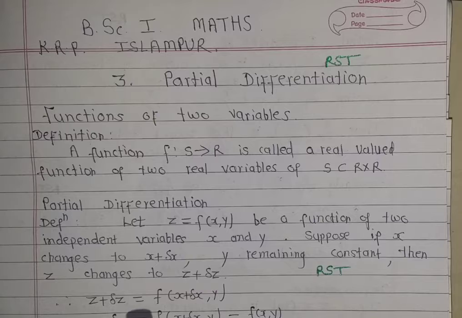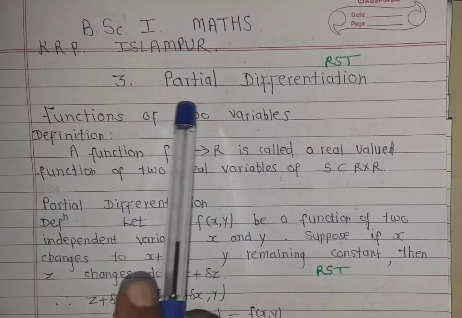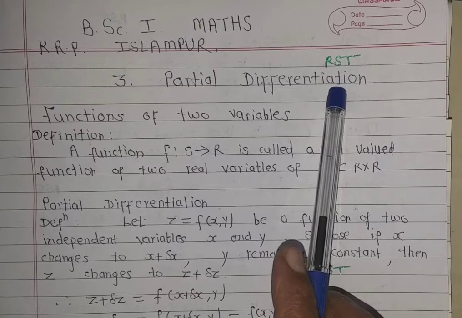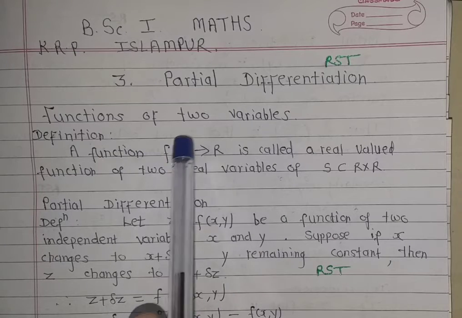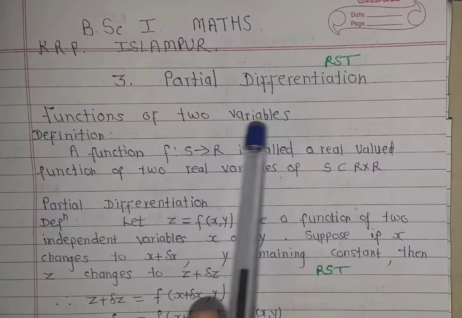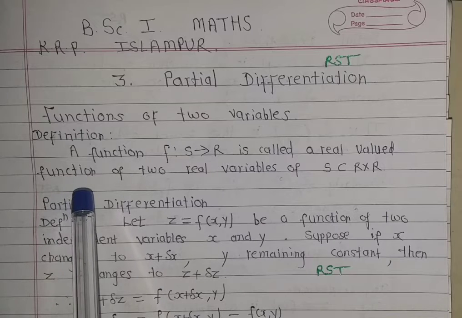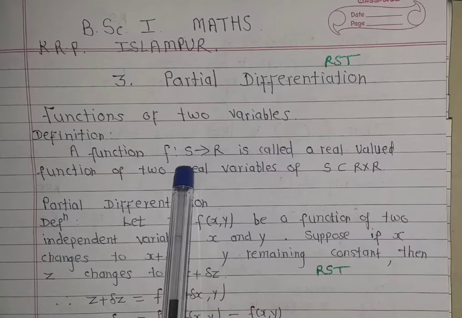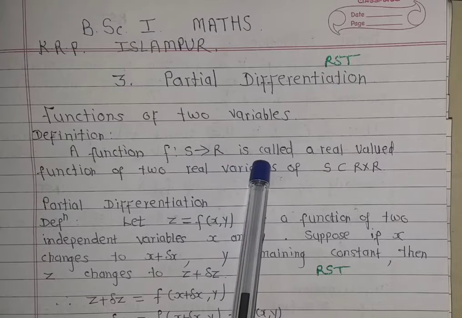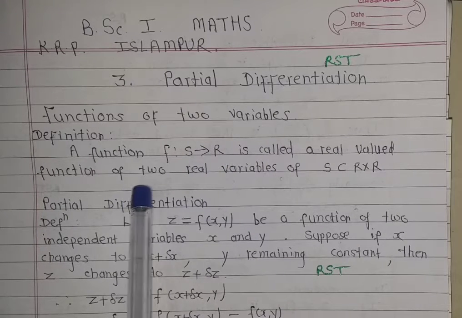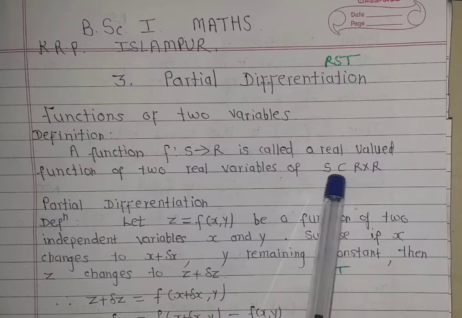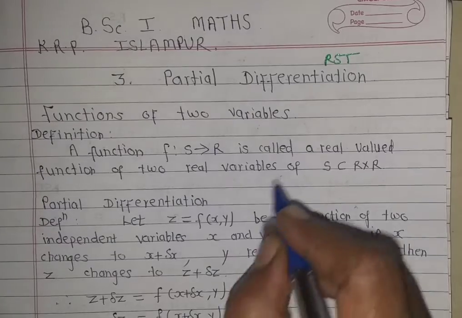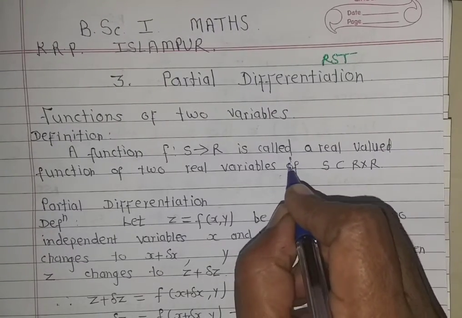Today we will discuss the topic partial differentiation. In this topic, we consider functions of two variables. Let us see first the definition. A function f from S to R is called a real valued function of two variables if S is a subset of R cross R.